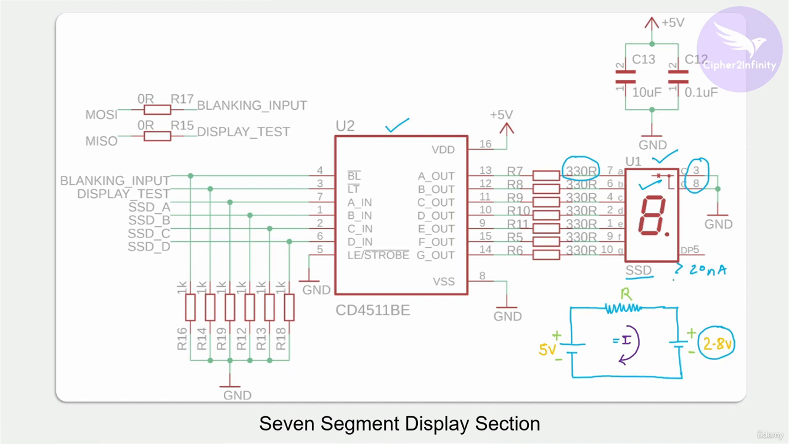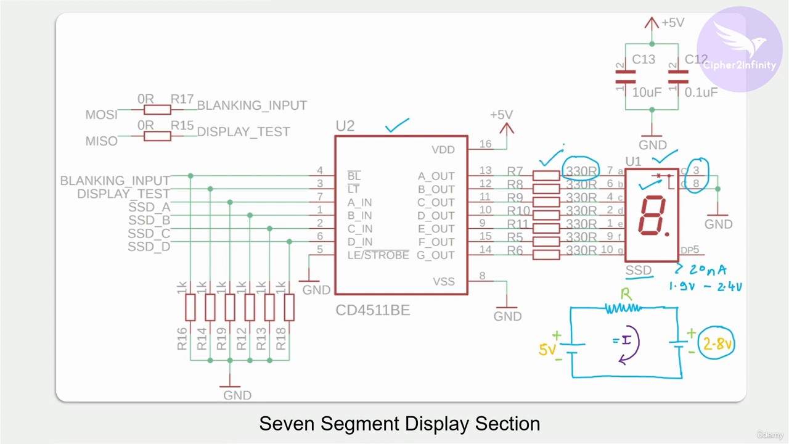So if you check the data sheet, you will get this value, 1.9 volt to 2.4 volt. That's the threshold voltage of all the LEDs which are present in the 7-segment display. And again, you have to make sure the current is less than 20 milliampere. So by doing this calculation, you can select the appropriate value of resistor and you can put it here.